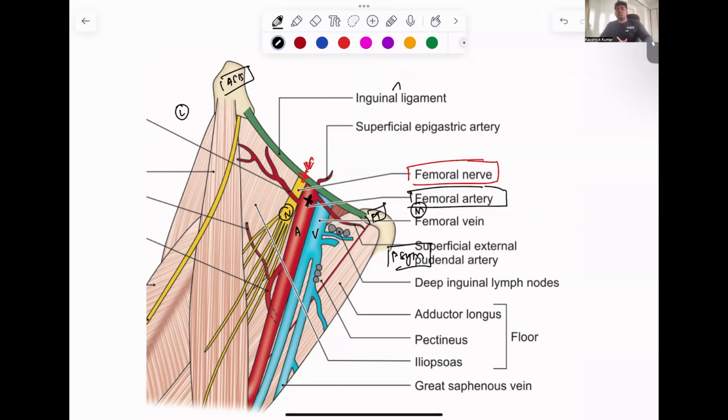And that is all you need to know about midpoint of inguinal ligament and mid-inguinal point.